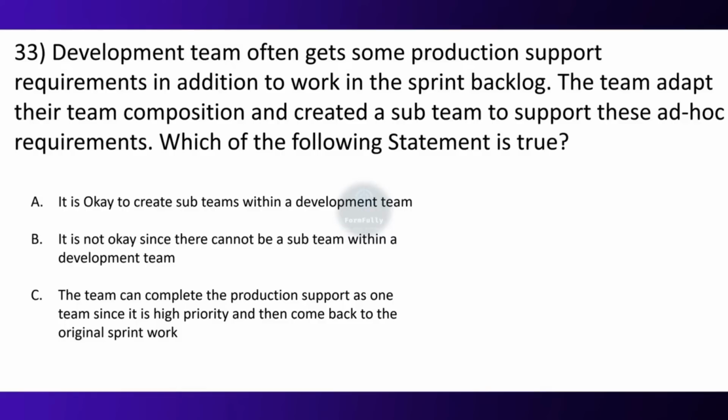Option A, it is okay to create sub-teams within a development team. Option B, it is not okay since there cannot be a sub-team within a development team. Option C, the team can complete the production support as one team since it is high priority and then come back to the original sprint work. And the correct option is A and C.